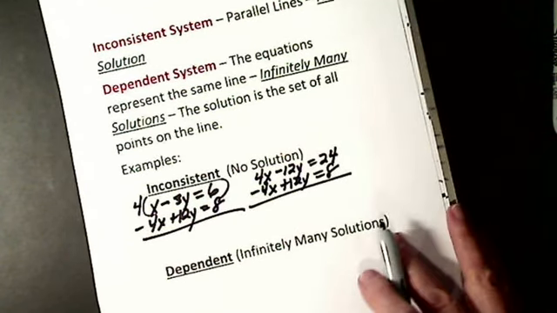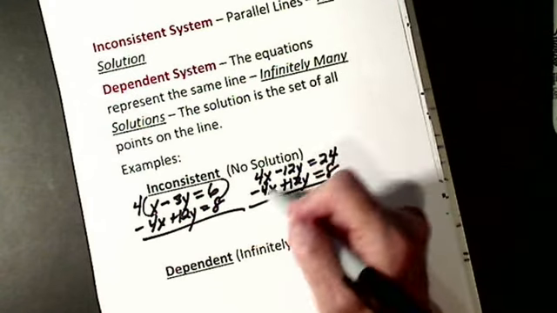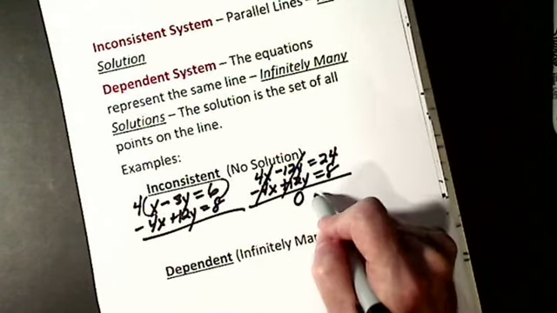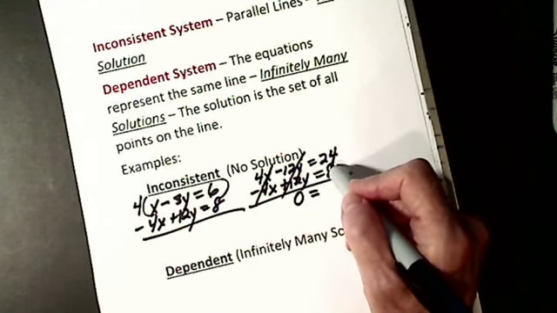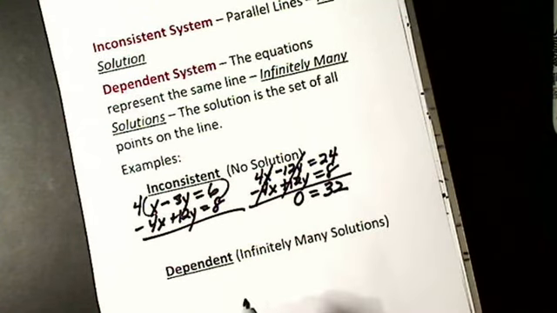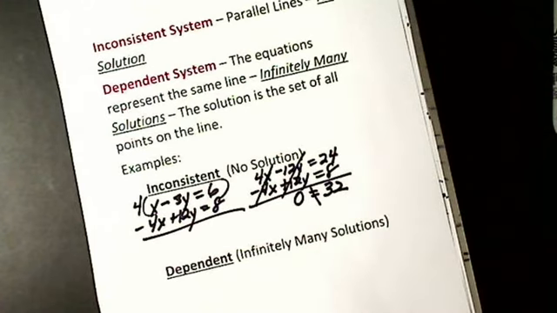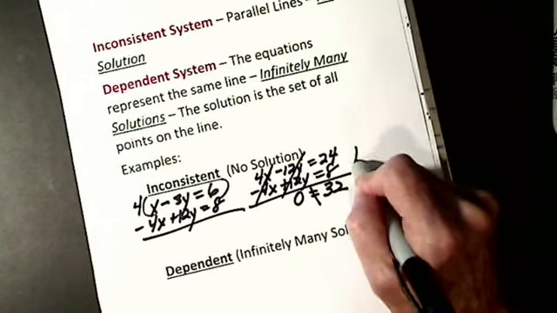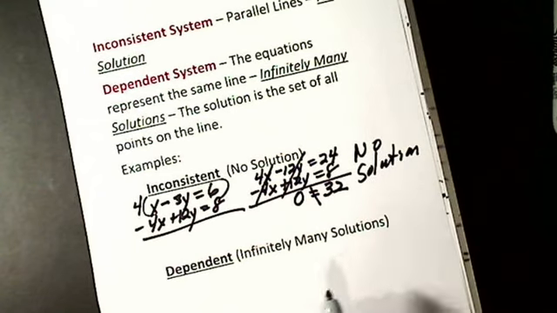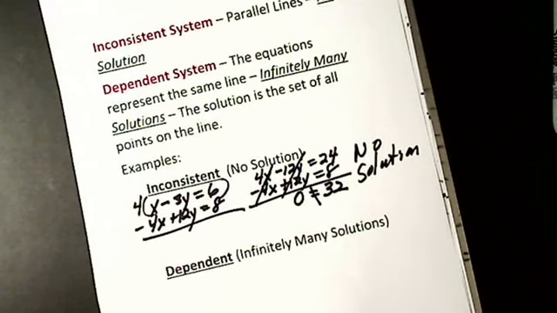If you notice, in most of our systems, one of the variables went to 0. All of a sudden, everything goes to 0. So I have a 0 over here, and on the other side, I add and get 32. Well, 0 can never equal 32. So this gives me an impossibility. So this is impossible, so there is no solution. If I have no solution, it's called an inconsistent system.